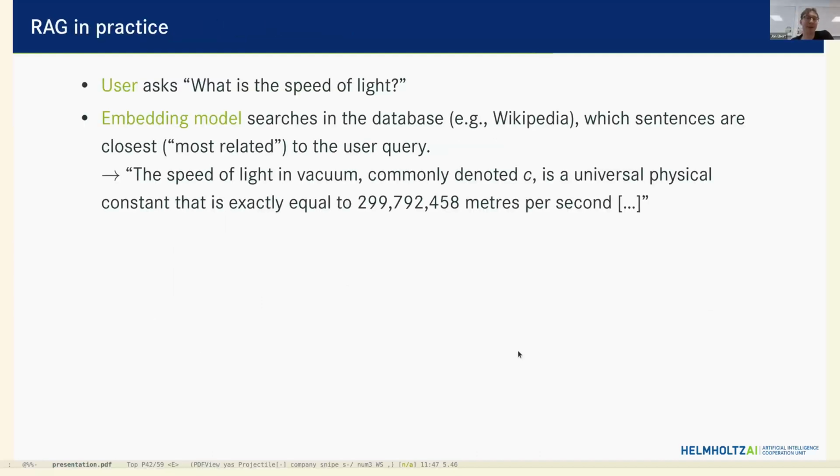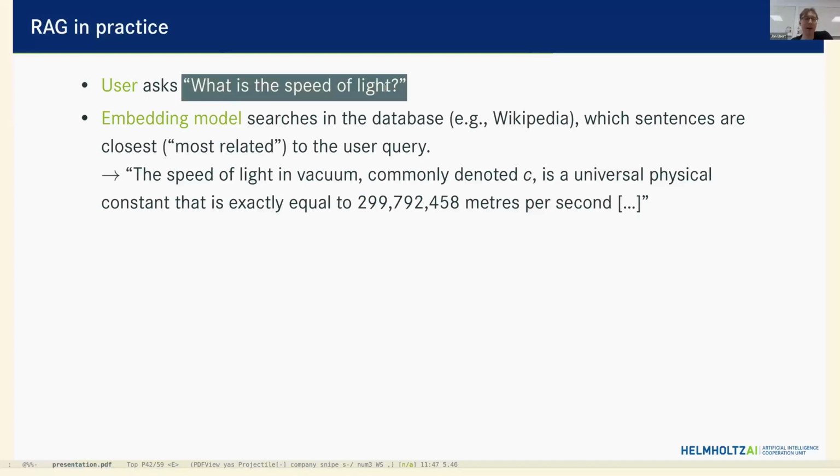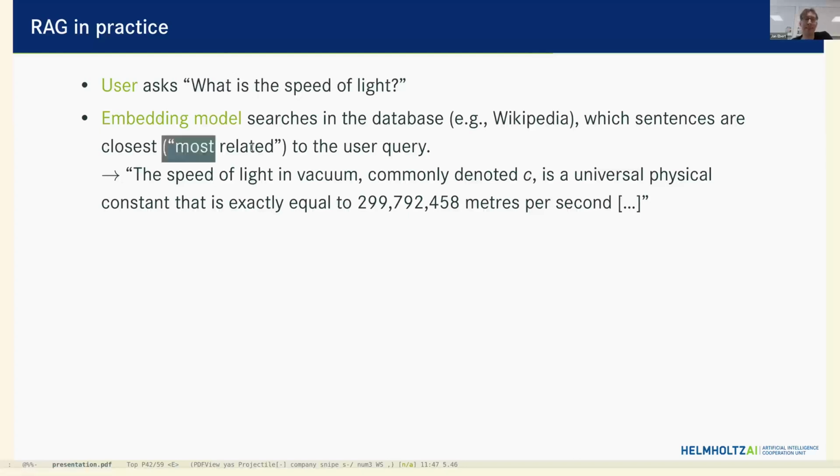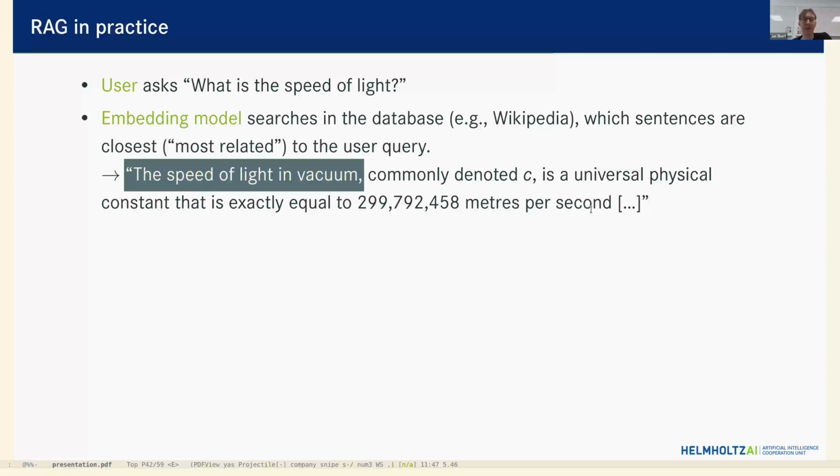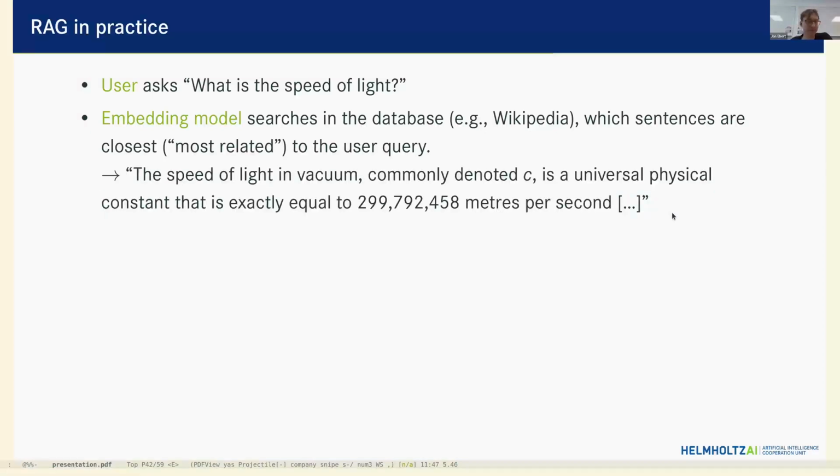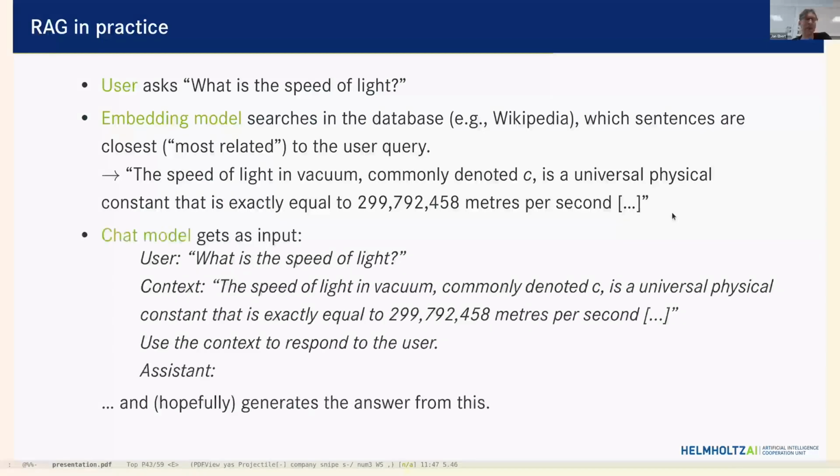Let's assume that our user, us, asks, what is the speed of light? Then this new embedding model that I told you about searches in the database, for example, Wikipedia, whether it can find sentences that are close or the most related to this user query. How this works is maybe not so interesting, but just believe me that we can find these related sentences. Let's say that the most related sentence is this one from Wikipedia: the speed of light in vacuum, commonly denoted c, blah, blah, blah. So we have some useful information now.